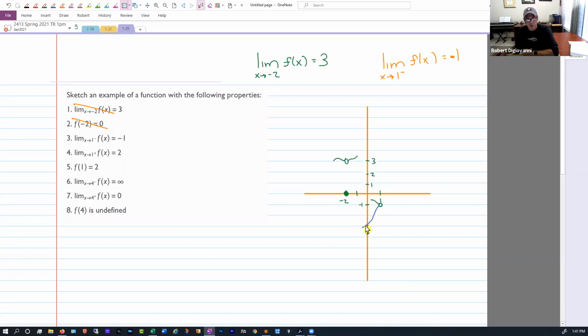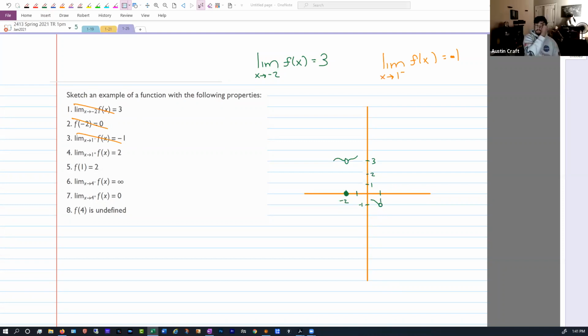Is this still, as you come in from the left, still approaching -1? Yes. So everyone's graph is going to look a little different, perhaps, right? Okay. Good job, Gage. Next person, Austin.